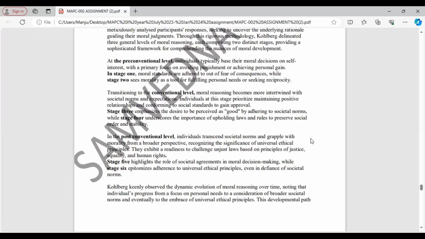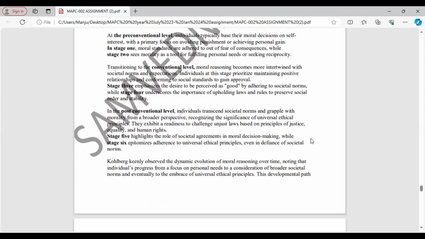Then transitioning to the conventional level, moral reasoning becomes more intertwined with societal norms and expectations. Individuals at this stage prioritize maintaining positive relationships and conforming to societal standards to gain approval. So, under this, stage 3 emphasizes the desire to be perceived as good by adhering to the societal norms, while stage 4 underscores the importance of upholding laws and rules to preserve social order and stability.